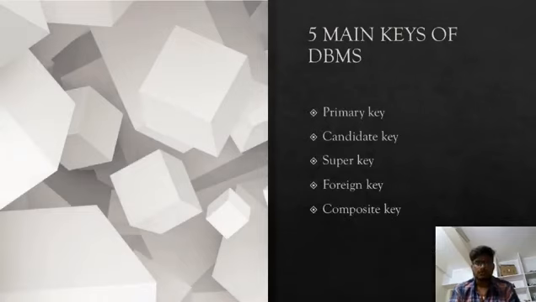Now let's see how many keys there are. There are many keys available in DBMS. We consider five main keys as of now. First, the primary key, and next, the candidate key, super key, foreign key, and composite key.